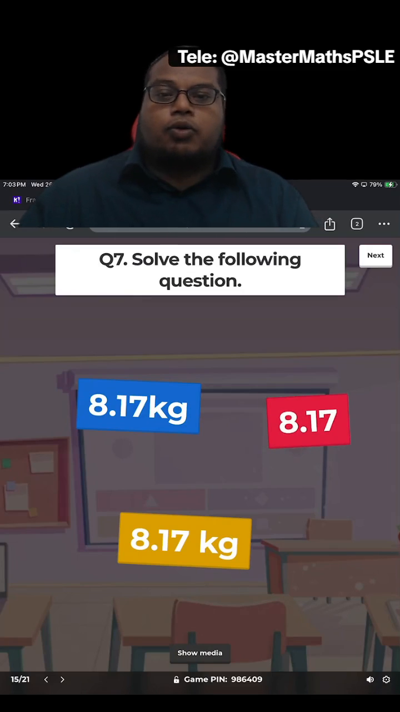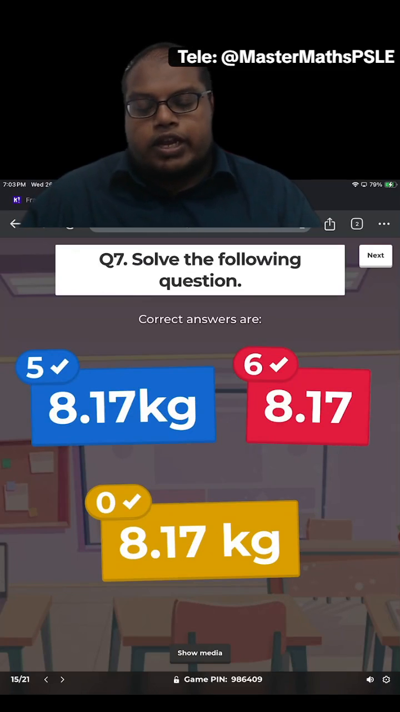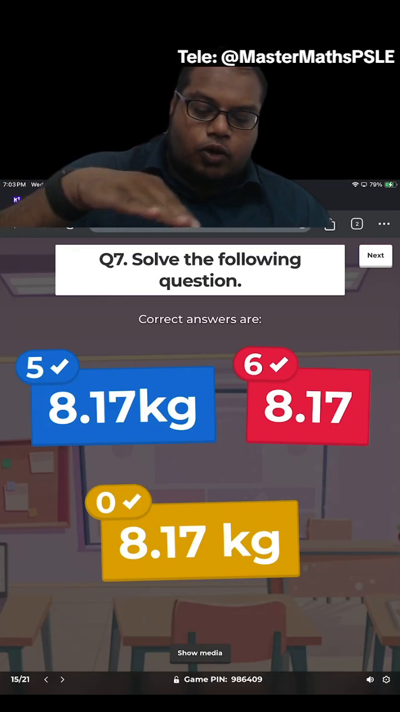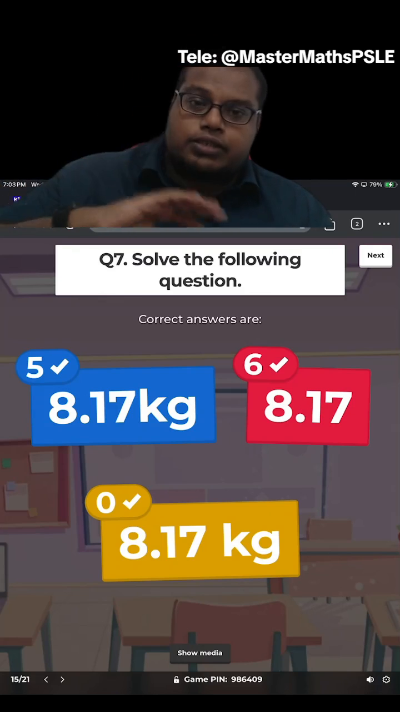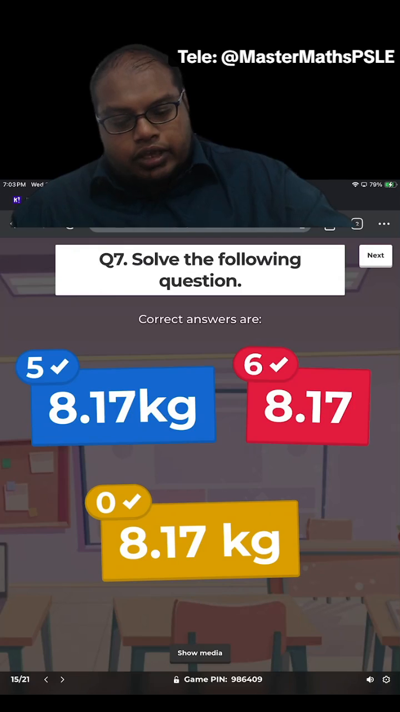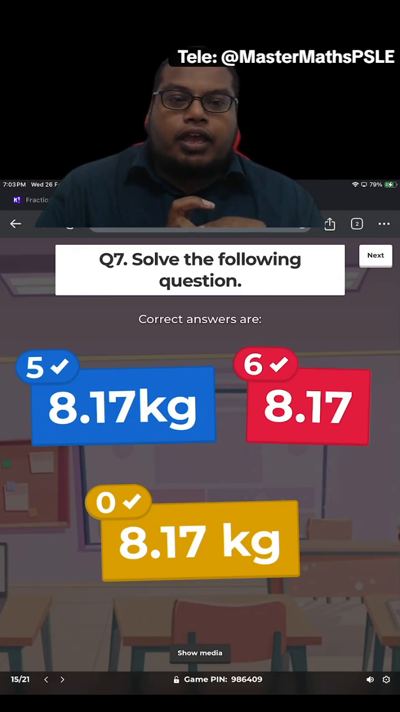Actually I allow for no kg lah, just for this Kahoot. So anyone who put kg, or a space with kg, or just without the kg, just for this I allow. But if you accidentally put 8.16, then ya lah, cannot.